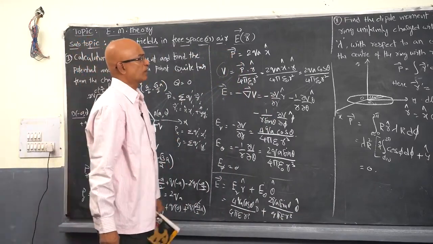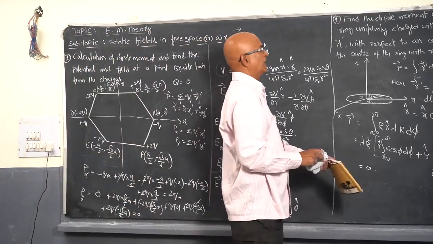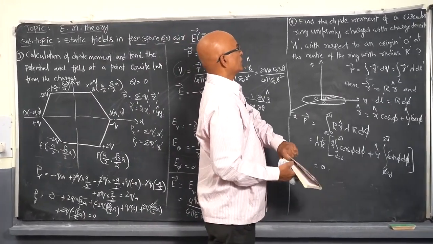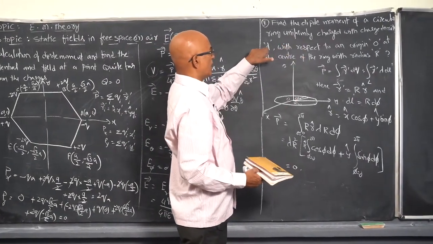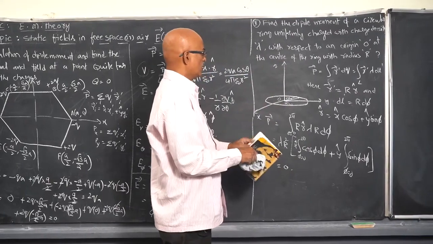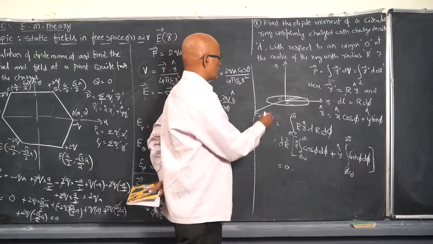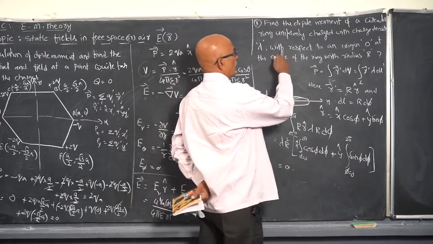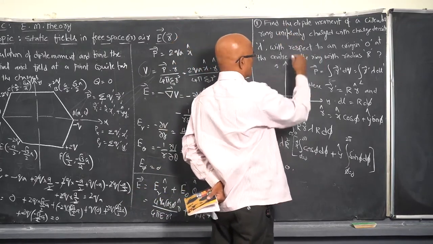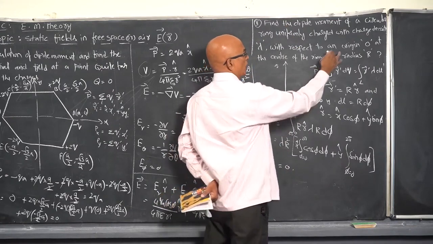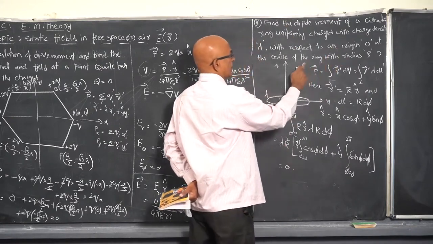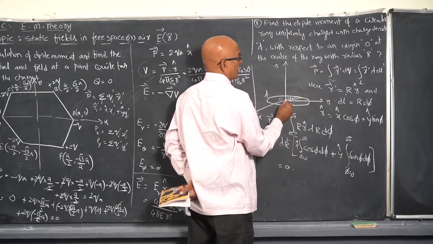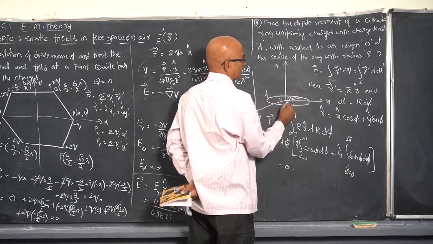Now coming to the next problem, we are calculating the dipole moment of a circular ring, uniformly charged with a charge density lambda. So throughout the circumference, what is the charge density? A uniform line charge density lambda is present. With respect to the origin, we are calculating the dipole moment. This is the origin at center O. We are calculating the dipole moment of the ring with radius capital R. What is the radius of the ring? Capital R is the radius of the ring.